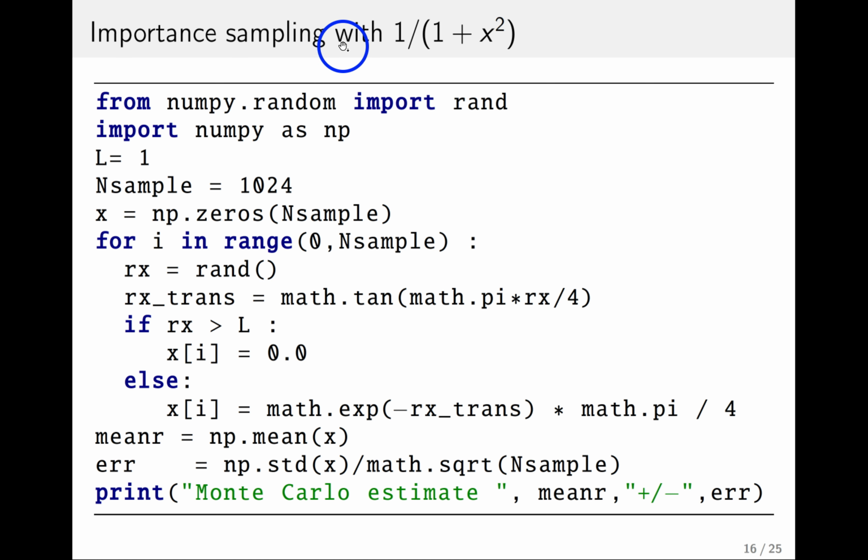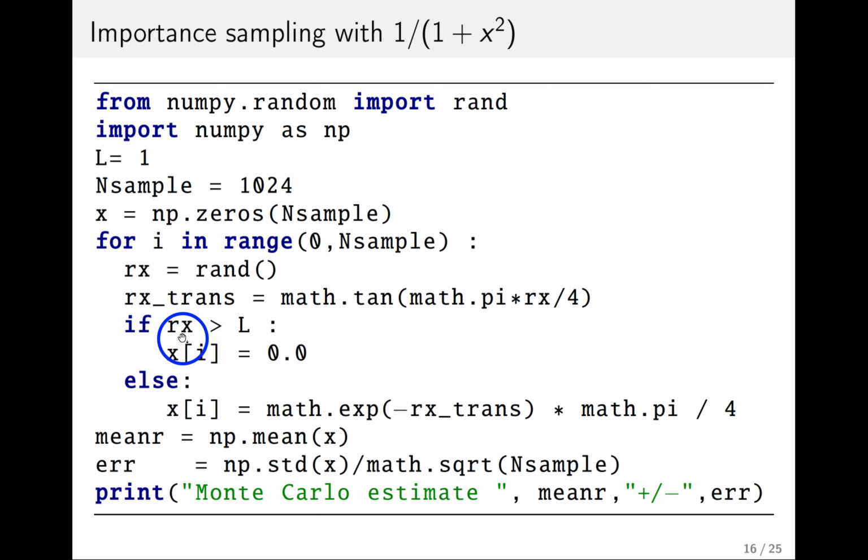Okay, a similar idea if we're doing importance sampling with the 1 over 1 plus x squared distribution. In this case, we do the same thing. We create a vector to store the functions evaluated on the random numbers. We generate a uniform random number, and then to generate the numbers from the 1 over 1 plus x squared distribution, we apply a transformation. This is pulled from an example; we don't really need to go into it. This produces numbers distributed according to 1 over 1 plus x squared, suitably normalized.